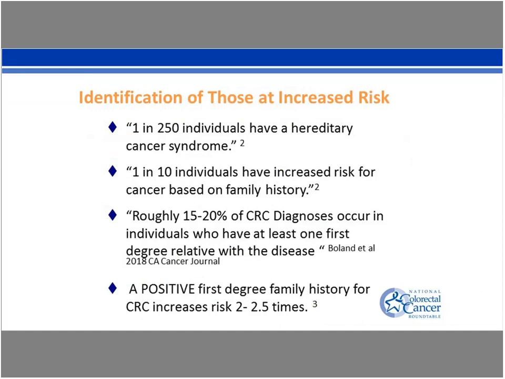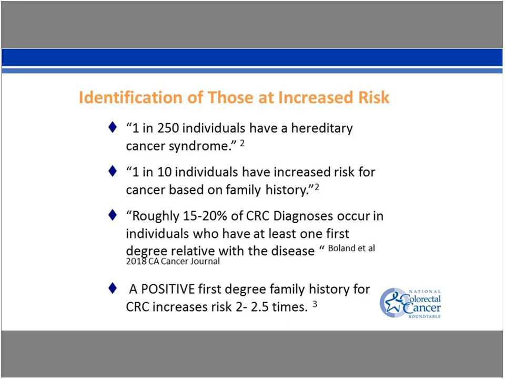As the toolkit itself points out and very nicely illustrates both in prose and with some very nice graphics, at least 1 in 250 of us have a hereditary cancer syndrome. I think that's a conservative number, but it's still a very important number to keep in mind. And in addition, 1 in 10 individuals, in fact, have an increased risk for cancer based on family history. And then in a very recent article, just a matter of weeks ago, by Rick Boland and his team, they underscored that 15 to 20% of colorectal cancer diagnoses do occur in individuals who actually have at least one first-degree relative with the disease. So if we were effectively identifying these positive family histories, we could absolutely save lives.